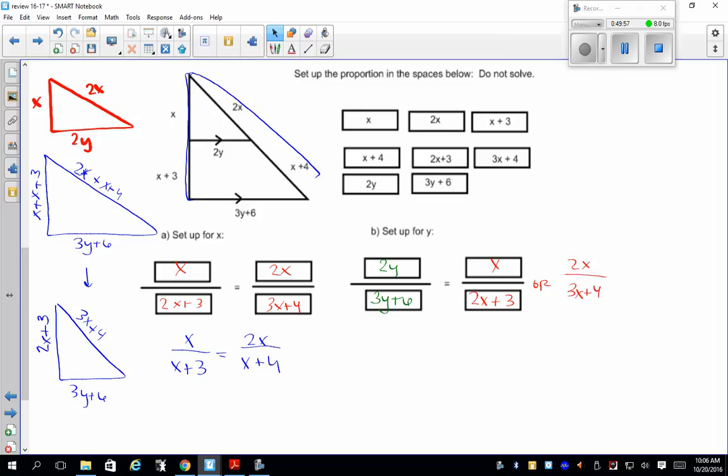Now because the green part is the bottom, the whole bottom over the whole bottom of that big triangle, I have to set it equal to the whole side of one over the whole side of the other. So for part B, you cannot do one part over another part like I did with part A in blue. You can't do something like that for part B.